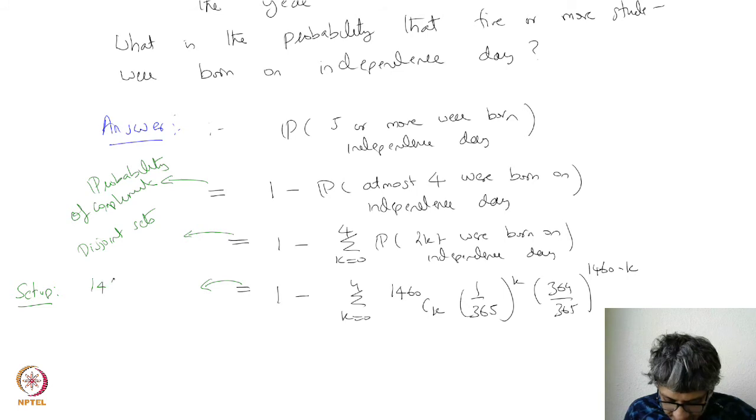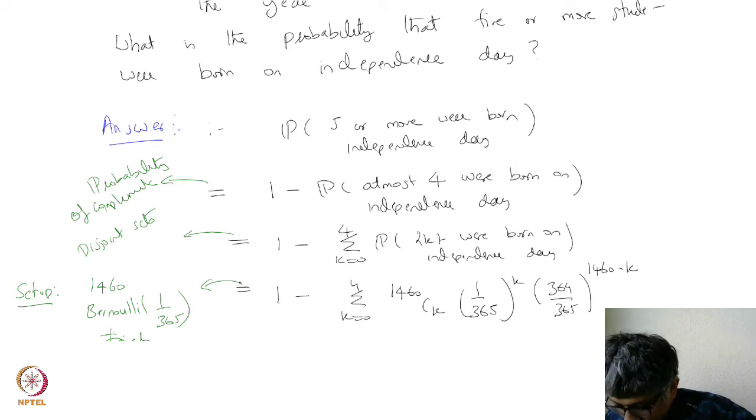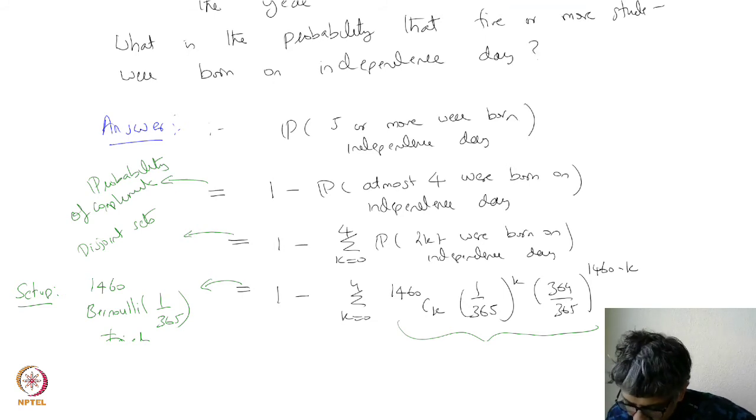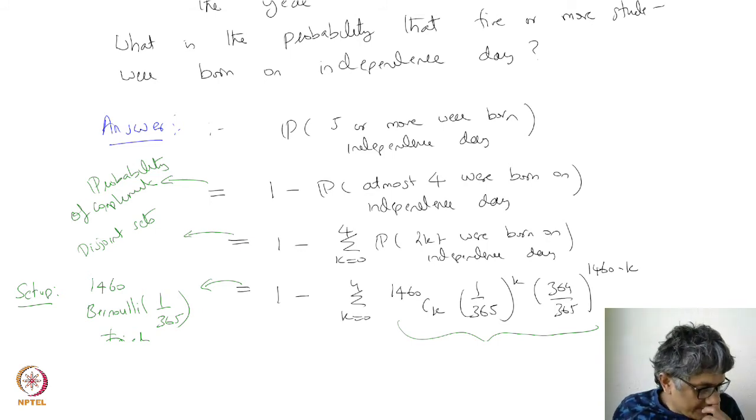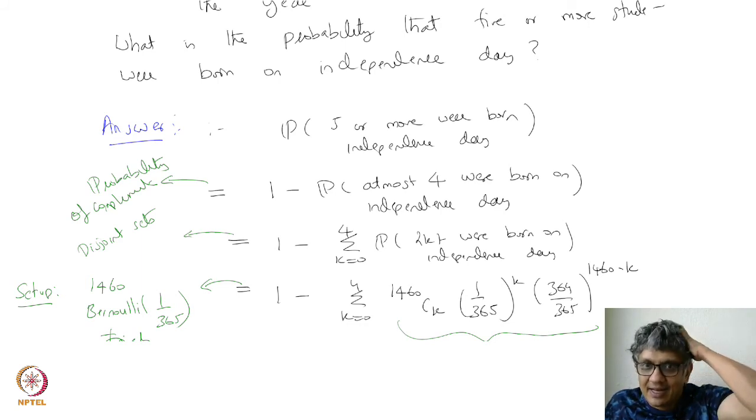You set up the problem as 1460 Bernoulli 1 over 365 runs. That was a crucial part in this setup to get this answer. Not this answer, this part. That was a part to get, and that's why I did the answer. So this is something you have to write out properly, but I have given a quick, immediate way of getting the answer, and the steps are fairly clear about it.